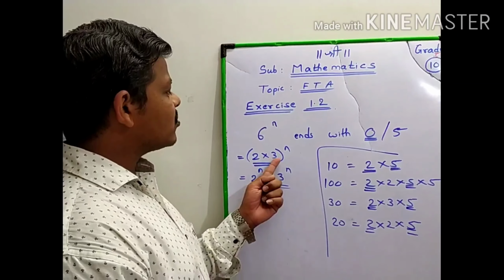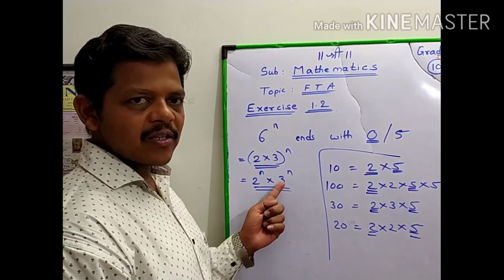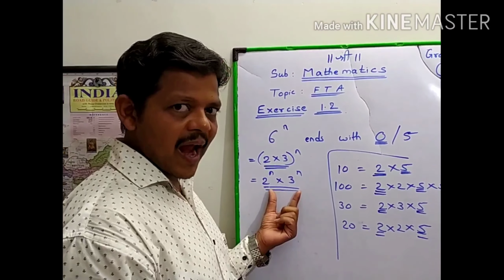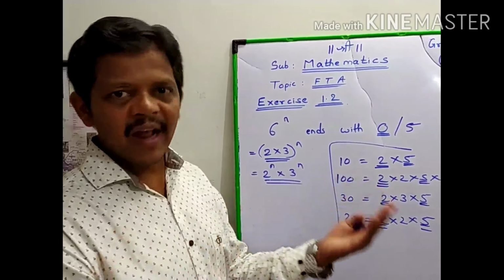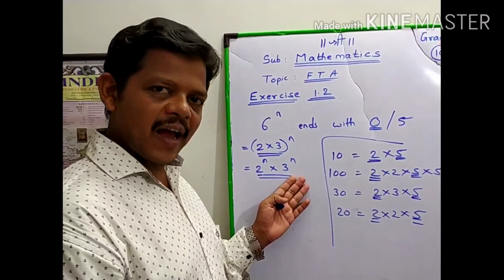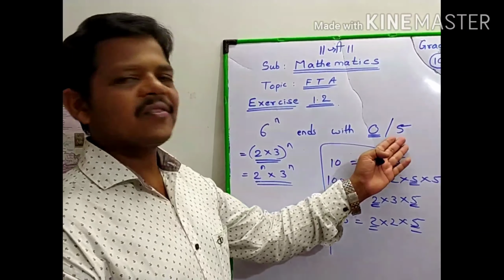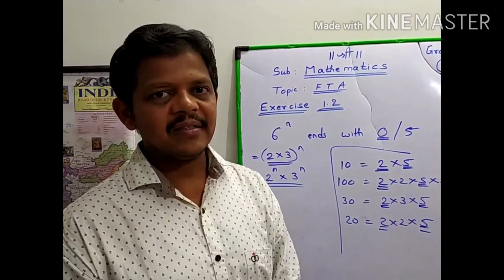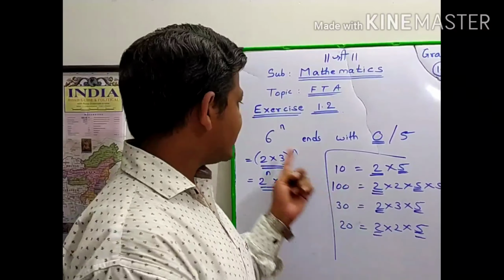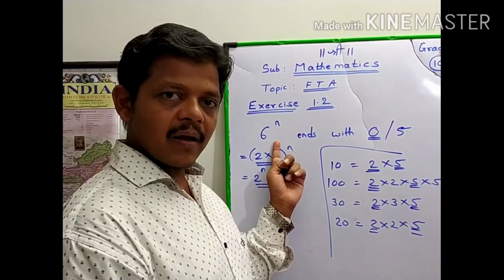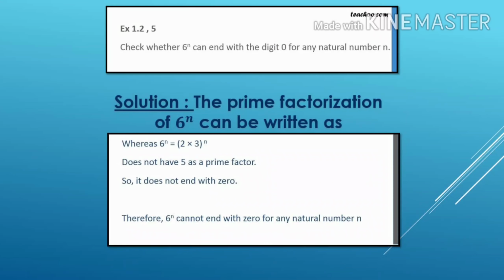Again, 2 into 3 raised to n has 2 raised to n and 3 raised to n, and it is not having a 5. And prime factorization is unique, means it will never have a 5. Does not have a 5, cannot end with the digit 5. So that is another application to check whether a given number ends with a particular digit, for example digits like 0 and 5.